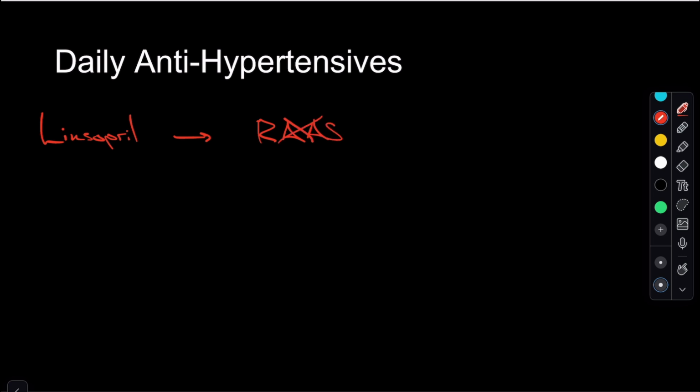renin-angiotensin-aldosterone system. So you're inhibiting that, which is a system that maintains your blood pressure. A patient that doesn't have a functioning renin-angiotensin-aldosterone system may have refractory hypotension during surgery. So that would be your big concern, refractory hypotension.